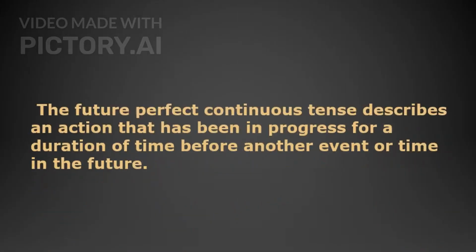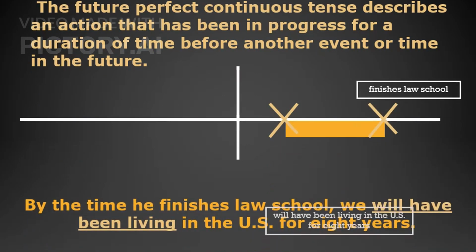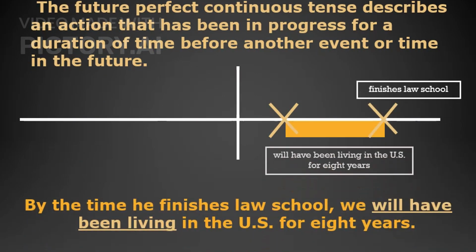The future perfect continuous tense describes actions in progress for a duration before another future event, such as, by the time he finishes law school, we will have been living in the US for 8 years.